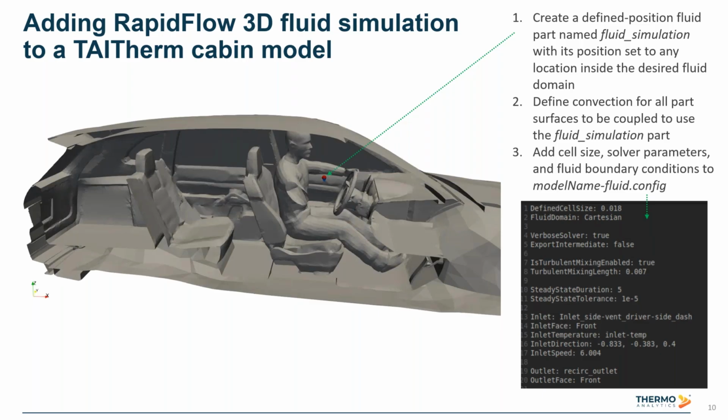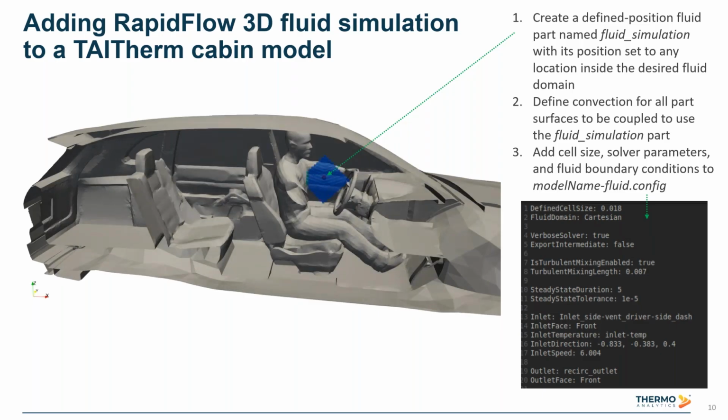the location where you want the fluid domain to be. But in this case, by giving that part a particular name, which is fluid_simulation, and by adding a text config file alongside the thermal model that'll specify some of the parameters we need for the RapidFlow solver, that will activate this RapidFlow modeling and the coupling to the thermal domain. So once that fluid part has been created and the text file is in place, then it's just a matter of connecting all of the surfaces that you want to participate in the RapidFlow fluid domain to that special fluid part by any convection method, and then they'll be recognized to participate on the fluid part of the problem.